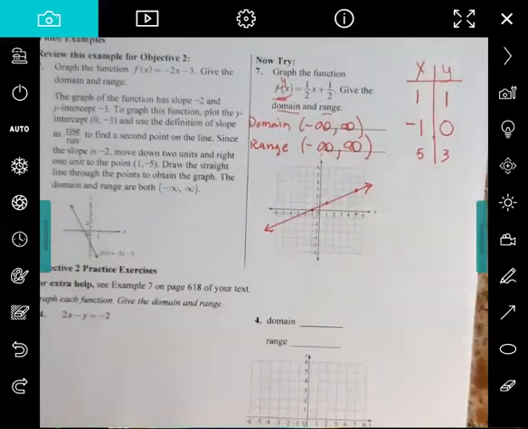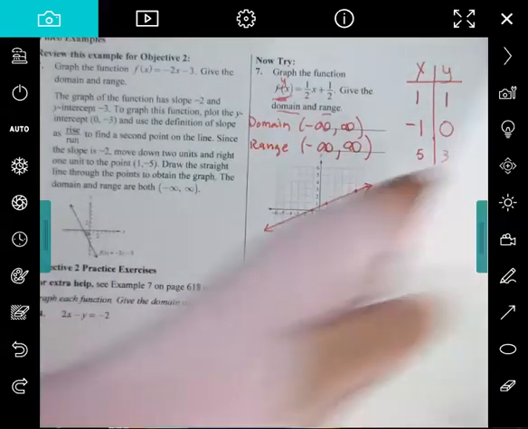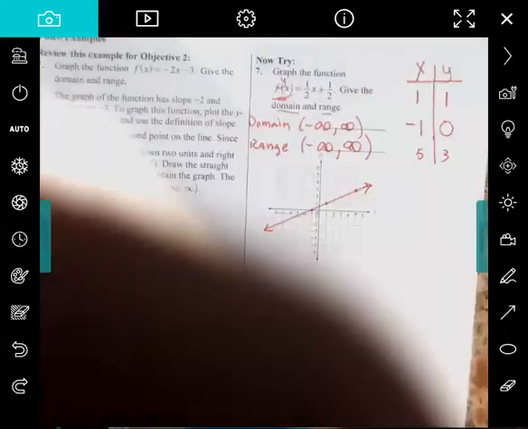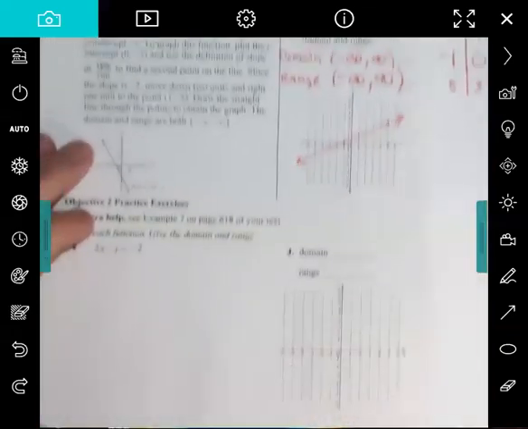I don't know. I've lost my place. I don't know where I am at all. I've completely lost my place. Let's see if I can find my place. Oh yeah, I found it. Okay, let's do the next one.